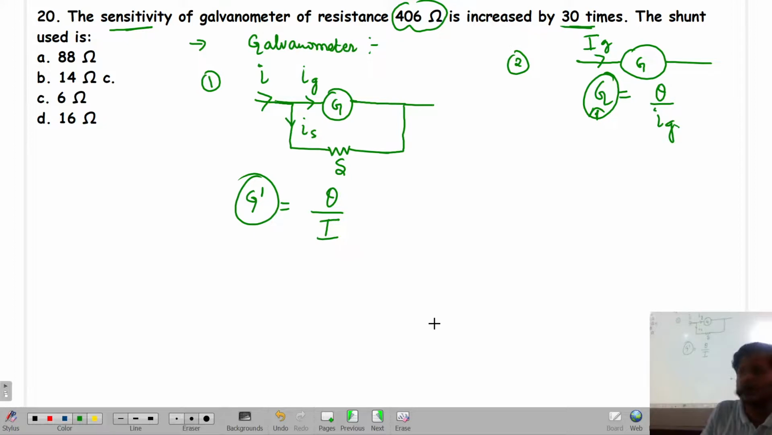Got it or not? Yes or no? So what is happening? G prime, can I say that G prime is increased by 30 times? Yes or no? So what will happen? You will write, try to understand.